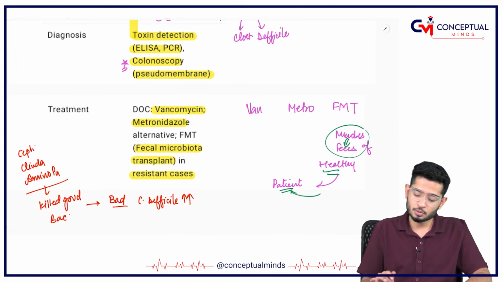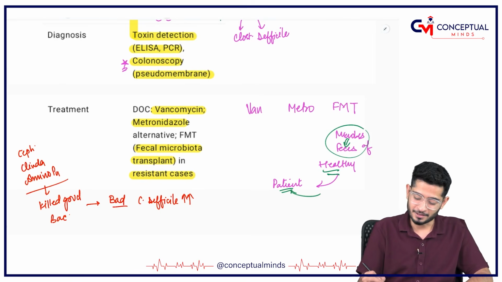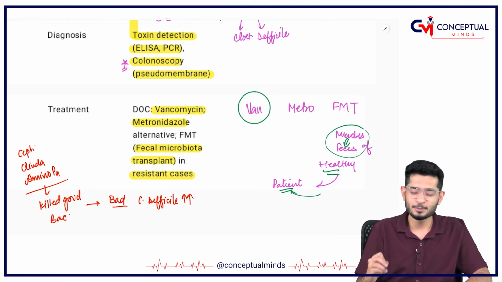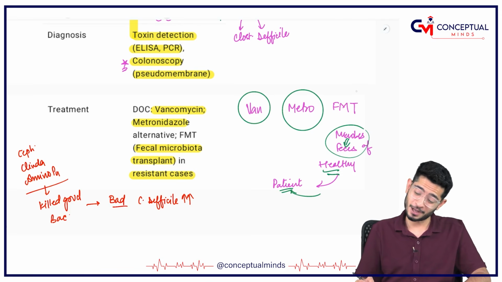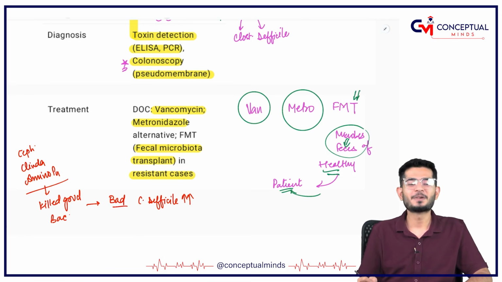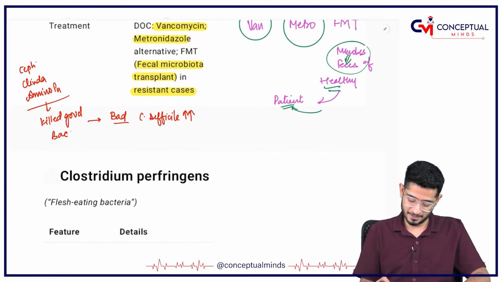So either you kill the difficile by using what? Now, vanco itself is a mnemonic. Van, that's a transport. Metro, that's a transport, right? Or you transport the good microbes. This is the way to get over Clostridium difficile.